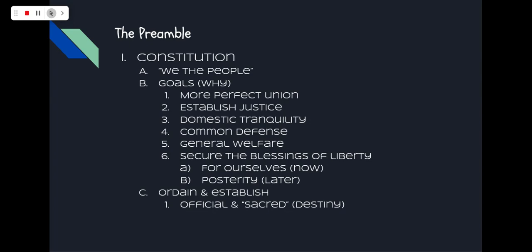3, ensure domestic tranquility. So, tranquility is a fancy way of saying peace. And domestic would be kind of like home. So, peace at home. Now, for me, domestic tranquility is keeping my wife happy. Because that usually means that my life is more or less okay.